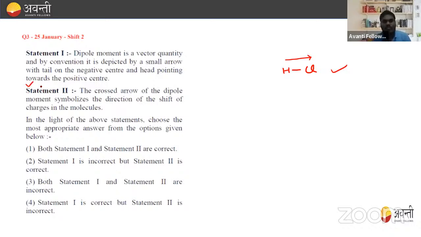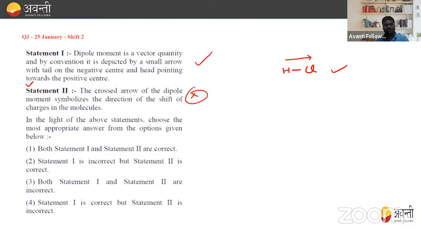The crossed arrow of the dipole moment implies the direction of the shift of the charges of the molecule. It means the crossed arrow of the dipole moment implies not the direction of the shift of the charges in the molecule, but it symbolizes the direction of shift of electron density in the molecule. So there is no point related to the charges. It means statement 2 is absolutely incorrect, whereas statement 1 is correct.